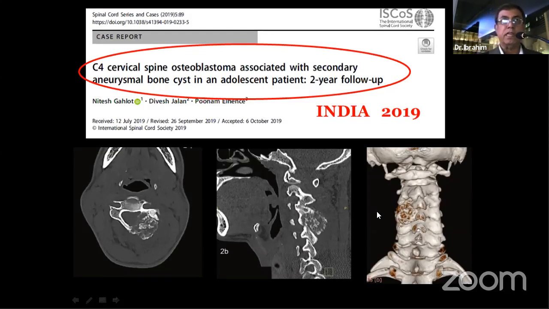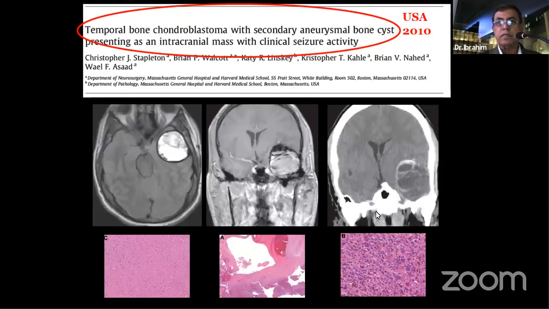Remember, this is a disease of young age, of childhood and young adults. Chondroblastoma is another lesion whereby you start with chondroblastoma and then you develop aneurysmal bone cysts. And these are histologically verified. So this is not fake medicine. This is documented medicine.